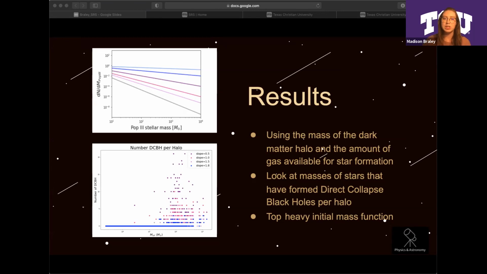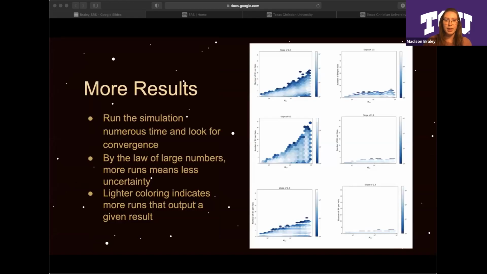The population 3 stars randomly populate the function based on parameters like the size of the dark matter halo that they're in and how much gas is available to form stars in the first place. This simulation resulted in what you see on the bottom of the screen, which is what we would expect: the simulated population 3 stars have a top-heavy initial mass function for all of the 4 functions that we ran.